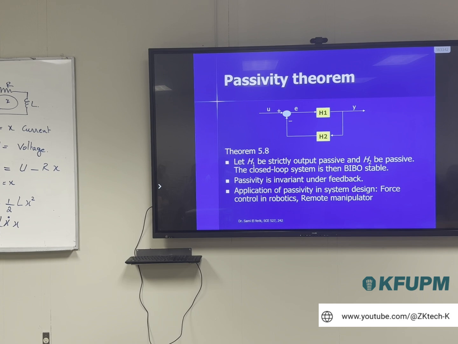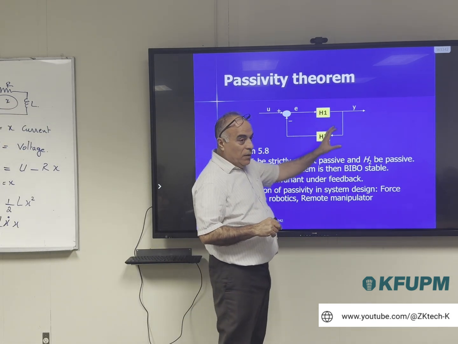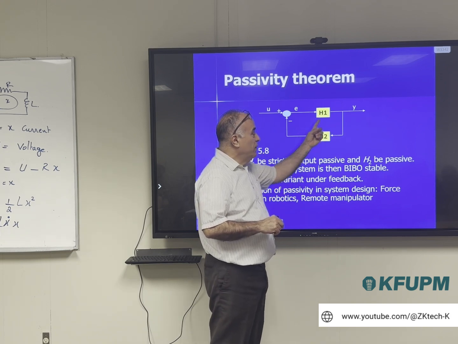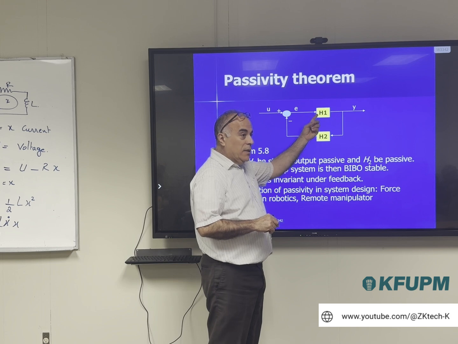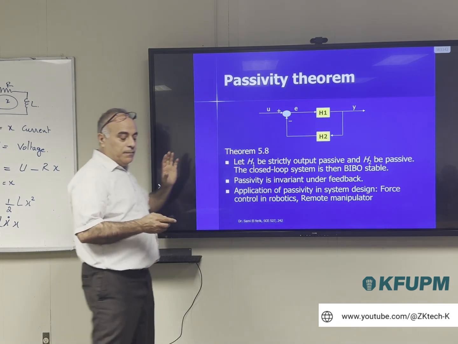Right? So bounded input, bounded output. The system does not have to be a linear system. These H1 and H2 blocks are not transfer functions. They could be nonlinear blocks. But as soon as we are able to write this in this form, even for systems that are transfer functions, if you are able to verify that H1 is strictly output passive and H2 is passive, then the system is BIBO stable.